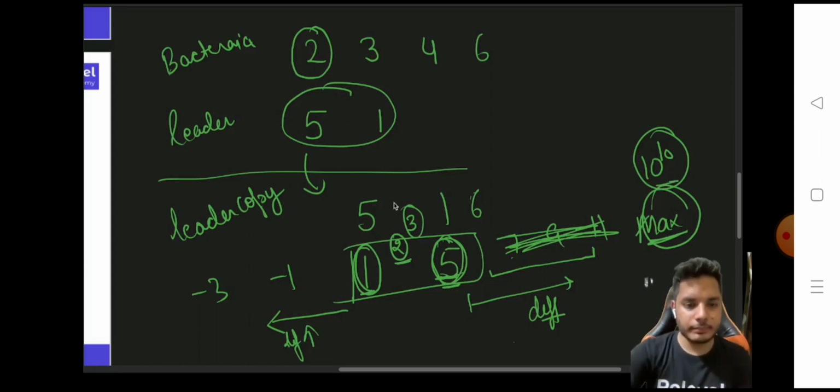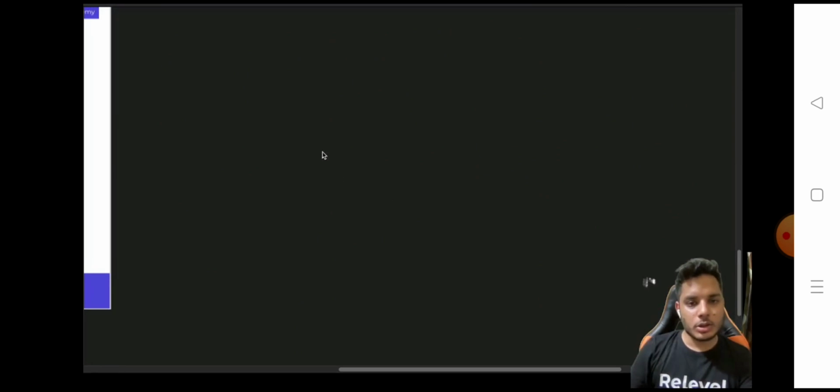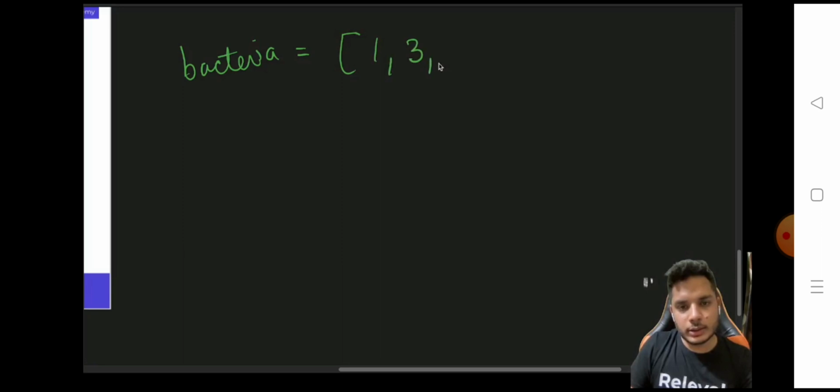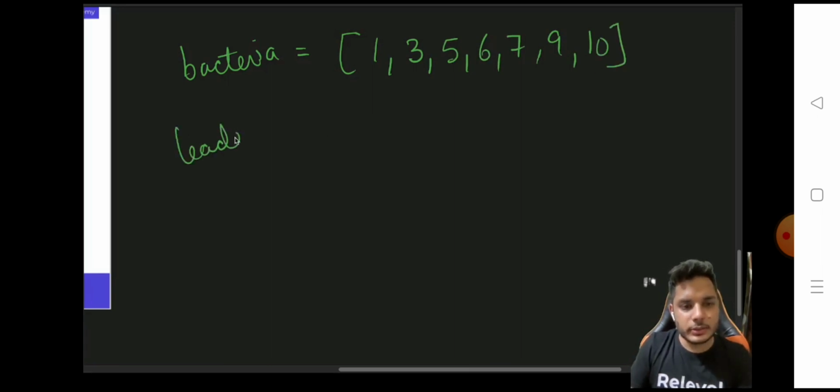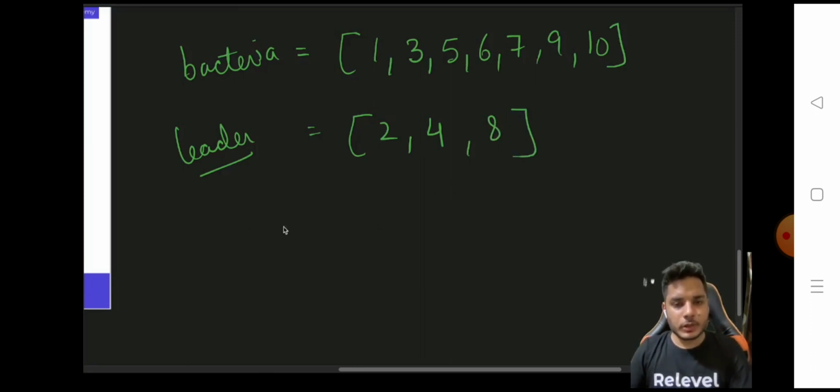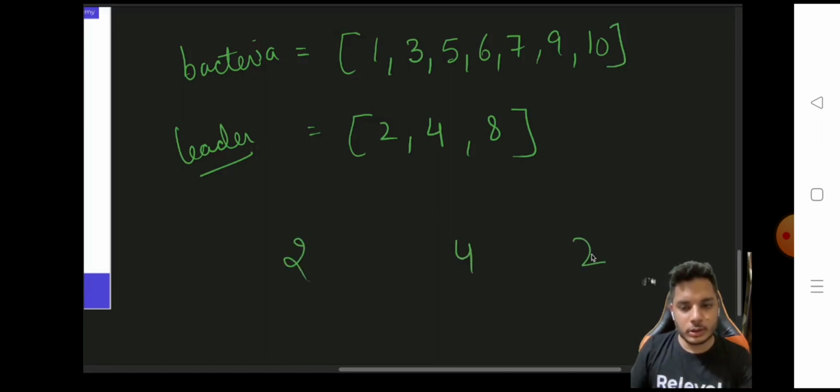So here, let's try it with another example. Let's say we have bacteria 1, 3, 5, 6, 7, 9, and 10. Let's say these are the bacteria, and we have some leaders, and the leaders are 2, 4, and 8, right? Now first, let's say we have this leader and we have 1. Where should we put 1? See, 1 will lie here, right? Do we agree?